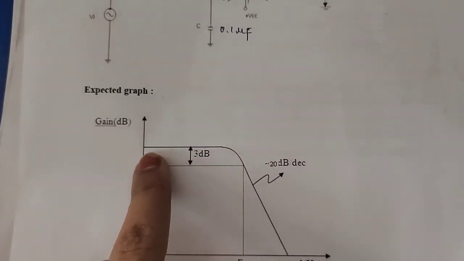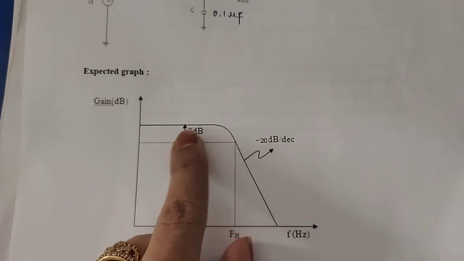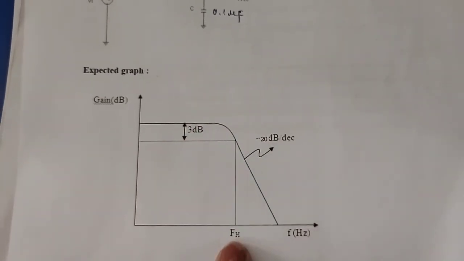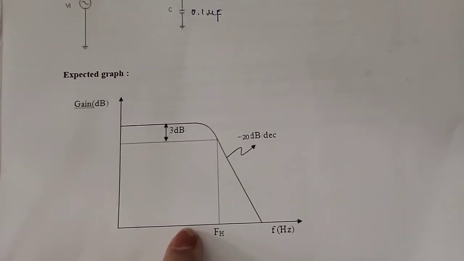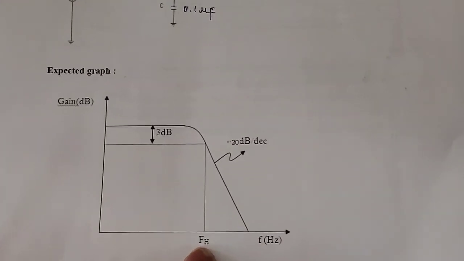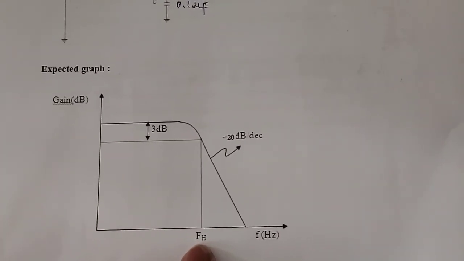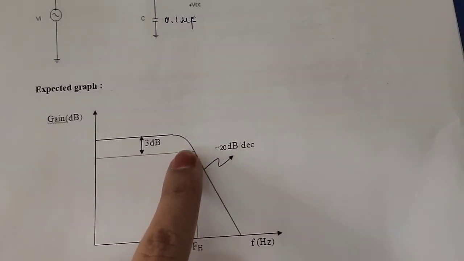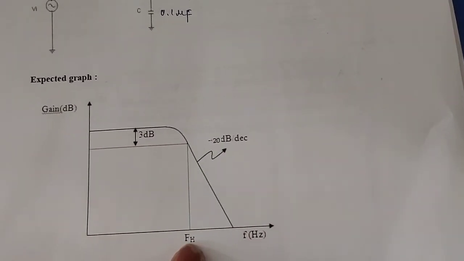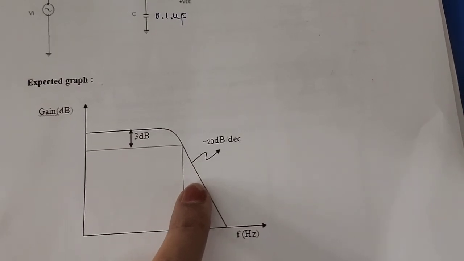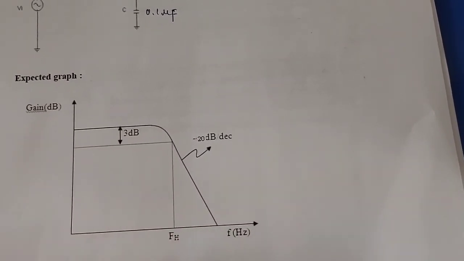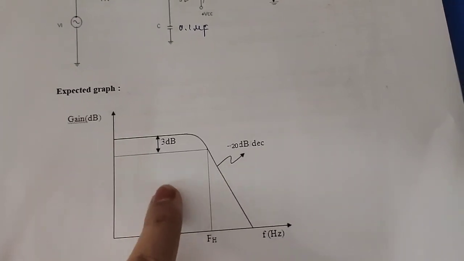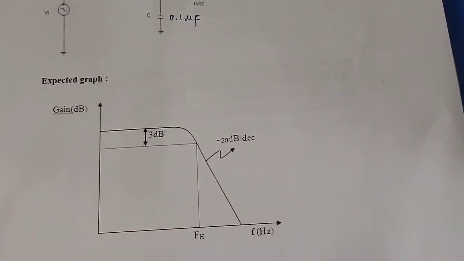That means the gain remains stable up to the cutoff frequency. The low pass filter is allowing up to the cutoff frequency, and after this cutoff frequency, the output voltage is decreasing. So that's why the gain is also decreasing. So this is the output waveform we will get if we plot in a graph.